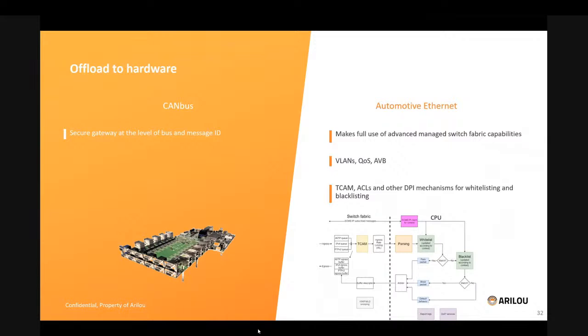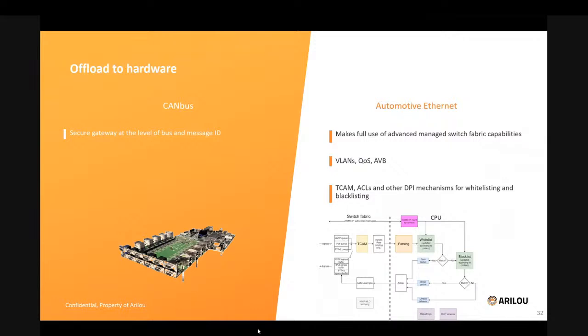In automotive Ethernet, we must offload as much as possible to the switch fabric. So it's not a software-only product. A software-only product would be limited by the CPU power of the microcontroller. So we would very much like to implement as many rules as possible in hardware, using the TCAM, using rate limiting and other tools that are available, from one SOC to another.